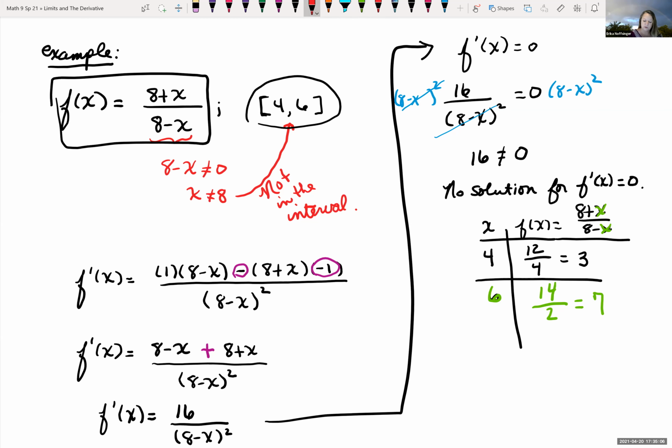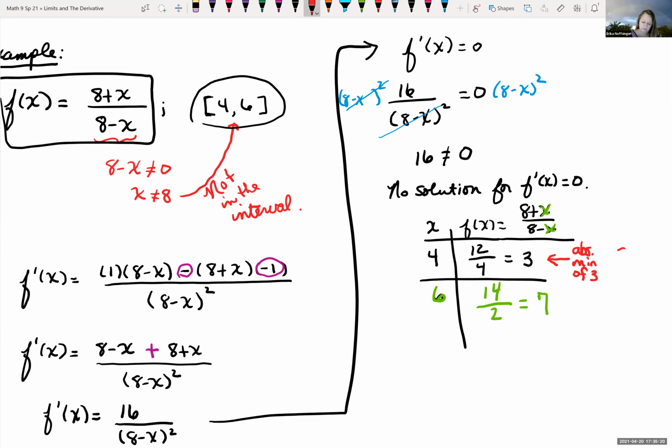So the smallest y value is where our absolute min occurs. So we have an absolute min of 3 at x equals 4. And we have an absolute max of 7 at x equals 6.